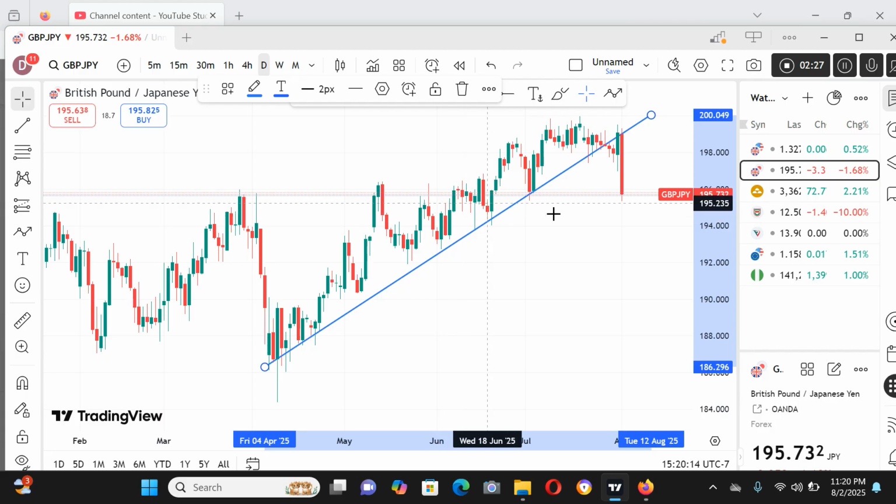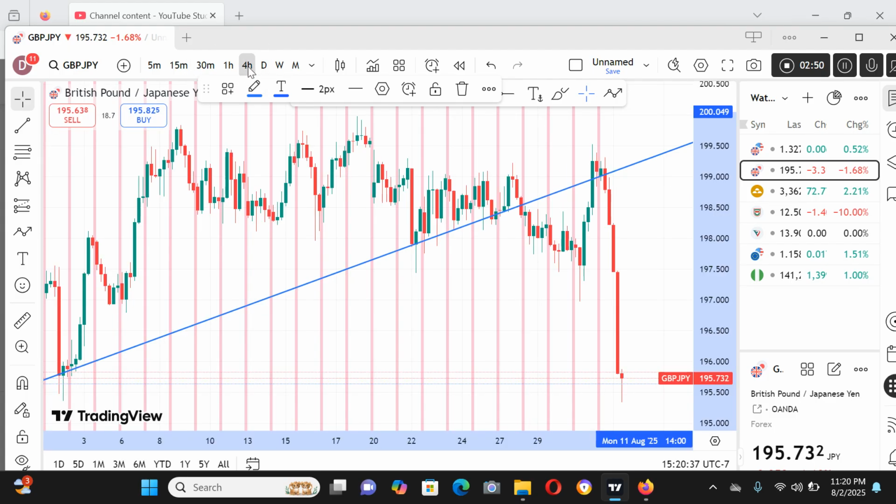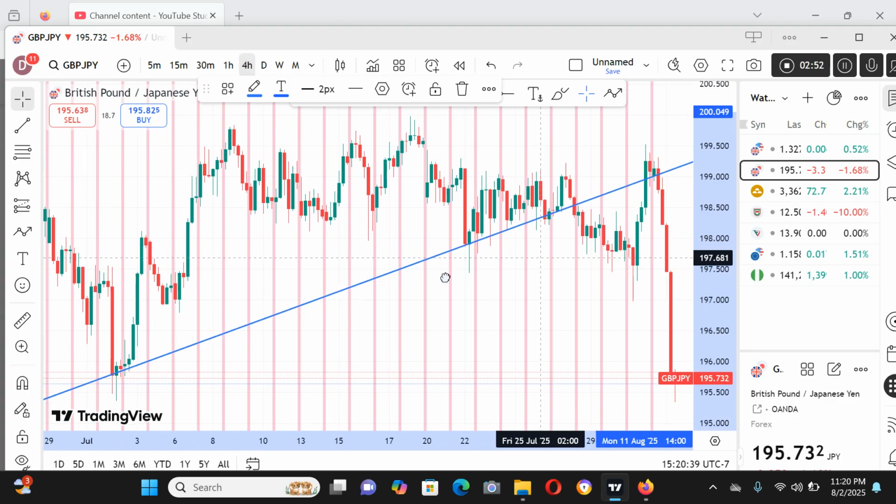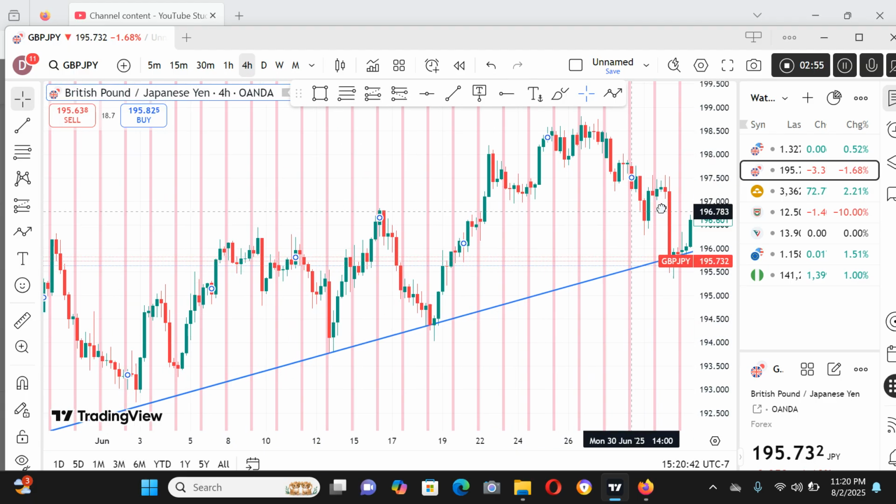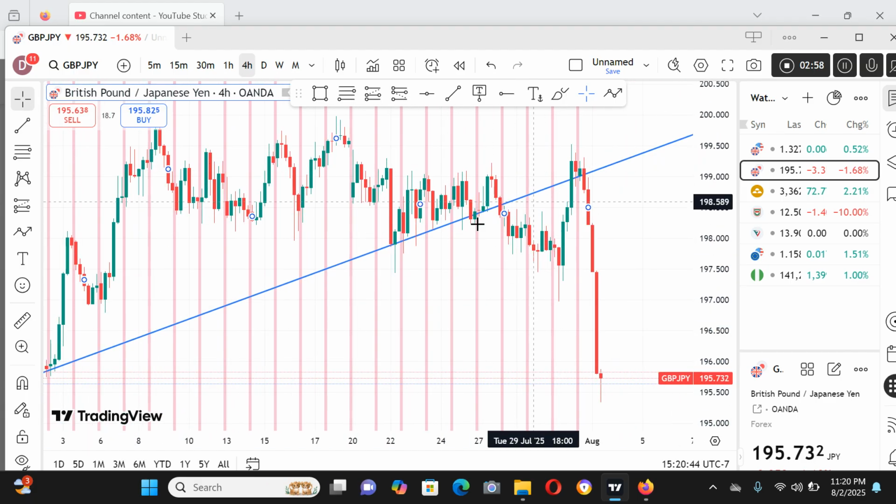Whenever you see a trend line broken and retested, the next aggressive move will be so much. Those are the moves that when you catch them, you catch so many pips. So let's go to the 4 hour time frame to confirm the direction of the market. You can see the market has broken our trend line on the daily time frame, retested it, and is aggressively going down.